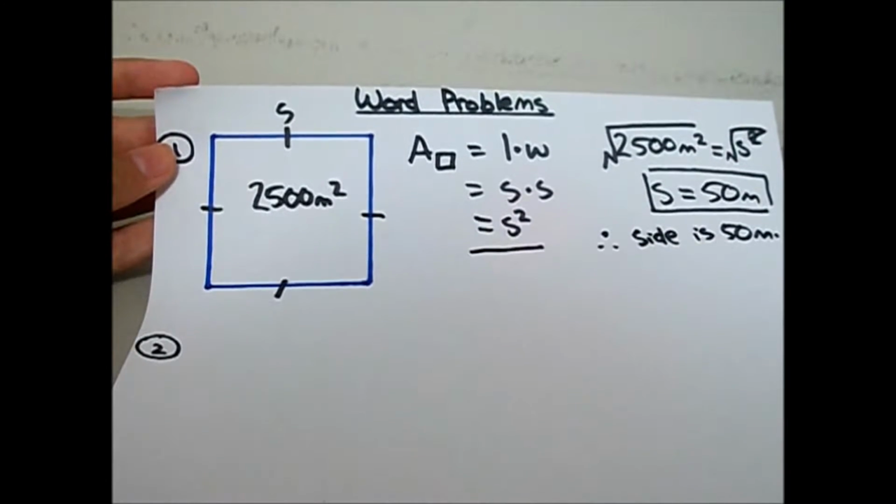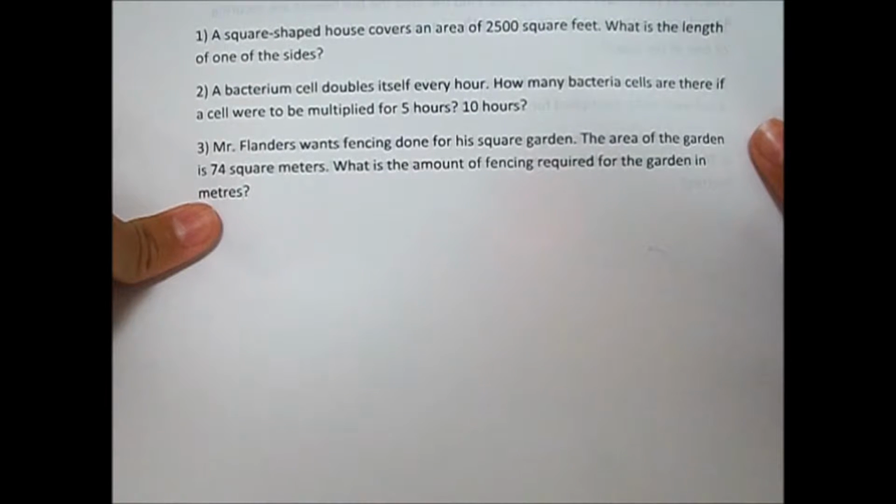Let's move on to our next question. Okay, question number 2. A bacterium cell doubles itself every hour. How many bacterial cells are there if one cell were to be multiplied for 5 hours? 10 hours?